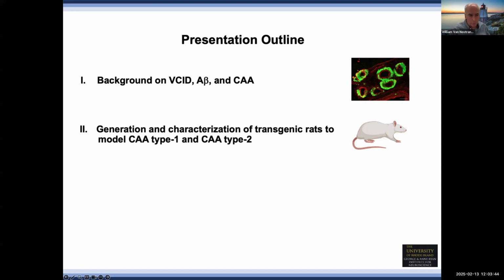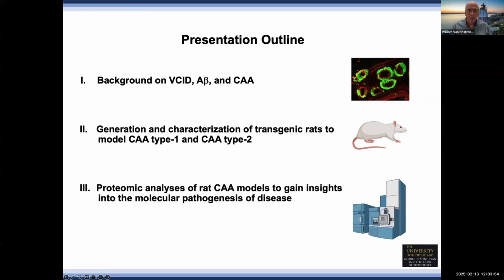I would then like to move on to describe some of our work where we've generated and characterized transgenic rats to model CAA type 1 and CAA type 2. And for the final part of my talk, I'll be discussing some of the proteomic analysis we've done in these rat models to gain insight into the molecular pathogenesis of the disease.